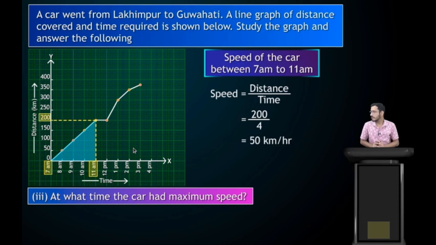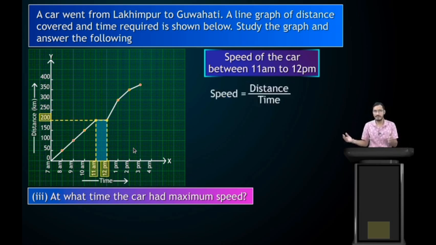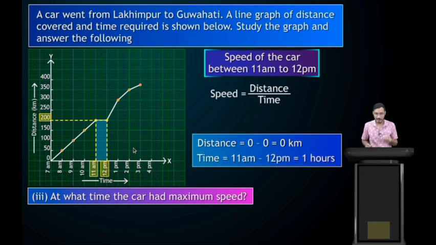Now in the next 1 hour, 11 to 12, we will find the speed of the car between 11 a.m. to 12 p.m. The distance at 11 is 200, and at 12 p.m. it is also 200. So the distance traveled by the car between 11 a.m. to 12 p.m. is 0. You can see the distance is 0 here. So 0 kilometers, and the time is 1 hour, so the speed is 0 here. 0 by 1, that is 0.